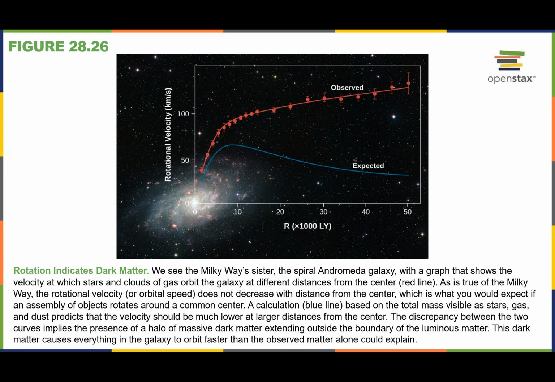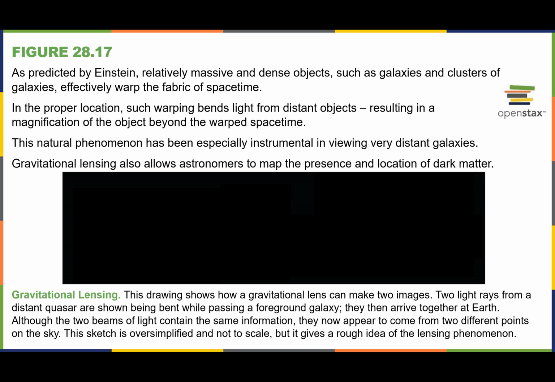Yep, the red line is the observed. It goes faster than it should, and this blue line is what Kepler said should happen. Actually, Kepler's laws of planetary motion, Newton said it like that too. Okay, so I just want to take a quick look at dark matter. Well, actually, what I want to look at is this phenomenon called gravitational lensing.